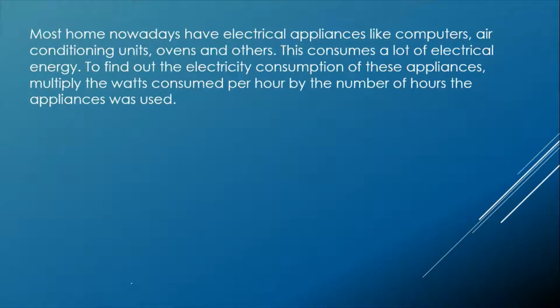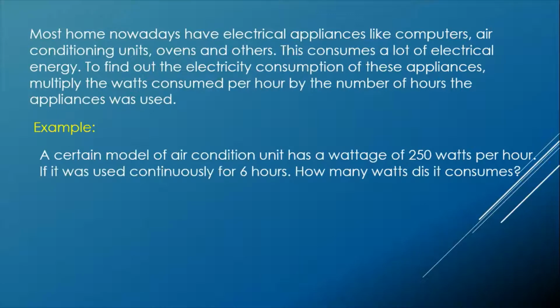Most homes nowadays have electrical appliances like computers, air conditioning units, ovens, and others. These consume a lot of electrical energy. To find out the electricity consumption of these appliances, multiply the watts consumed per hour with the number of hours the appliances are used. For example, a certain model of air conditioning unit has a wattage of 250 watts per hour. If it was used continuously for 6 hours, how many watts does it consume?